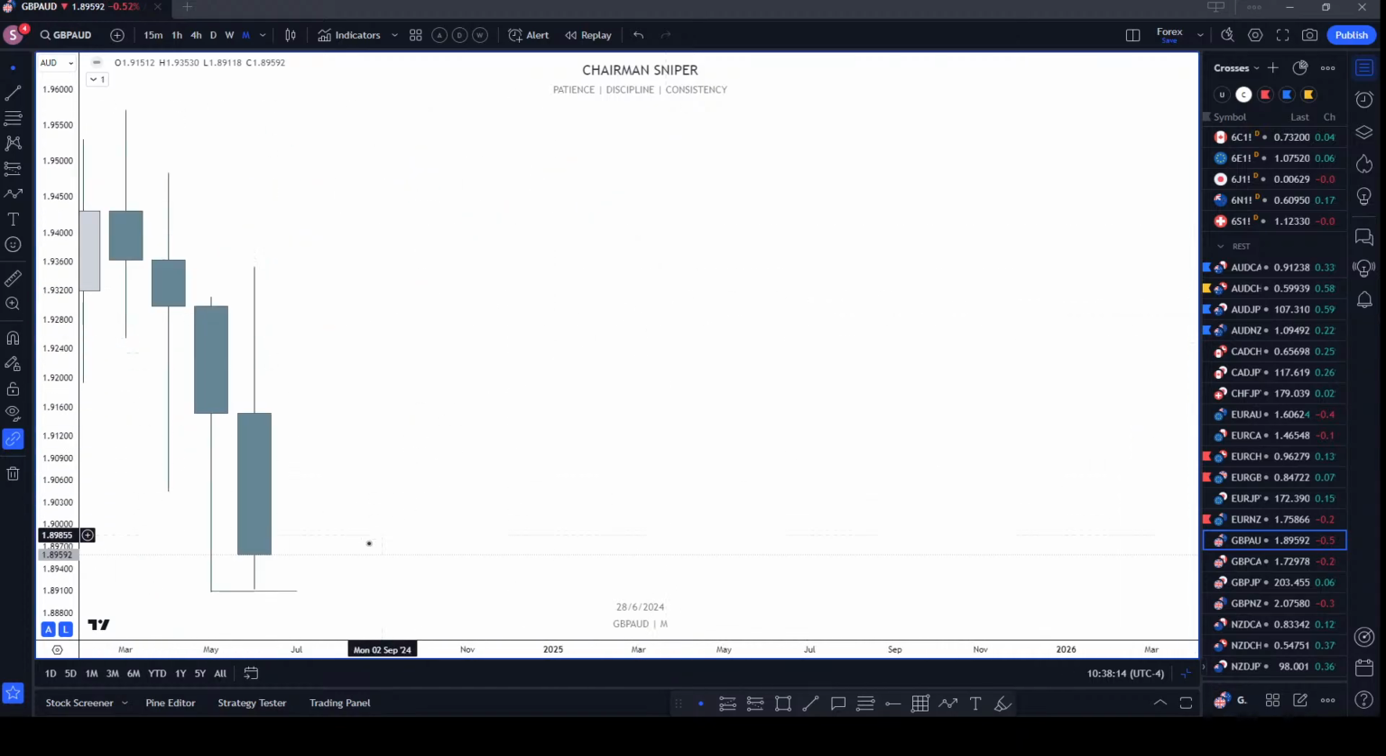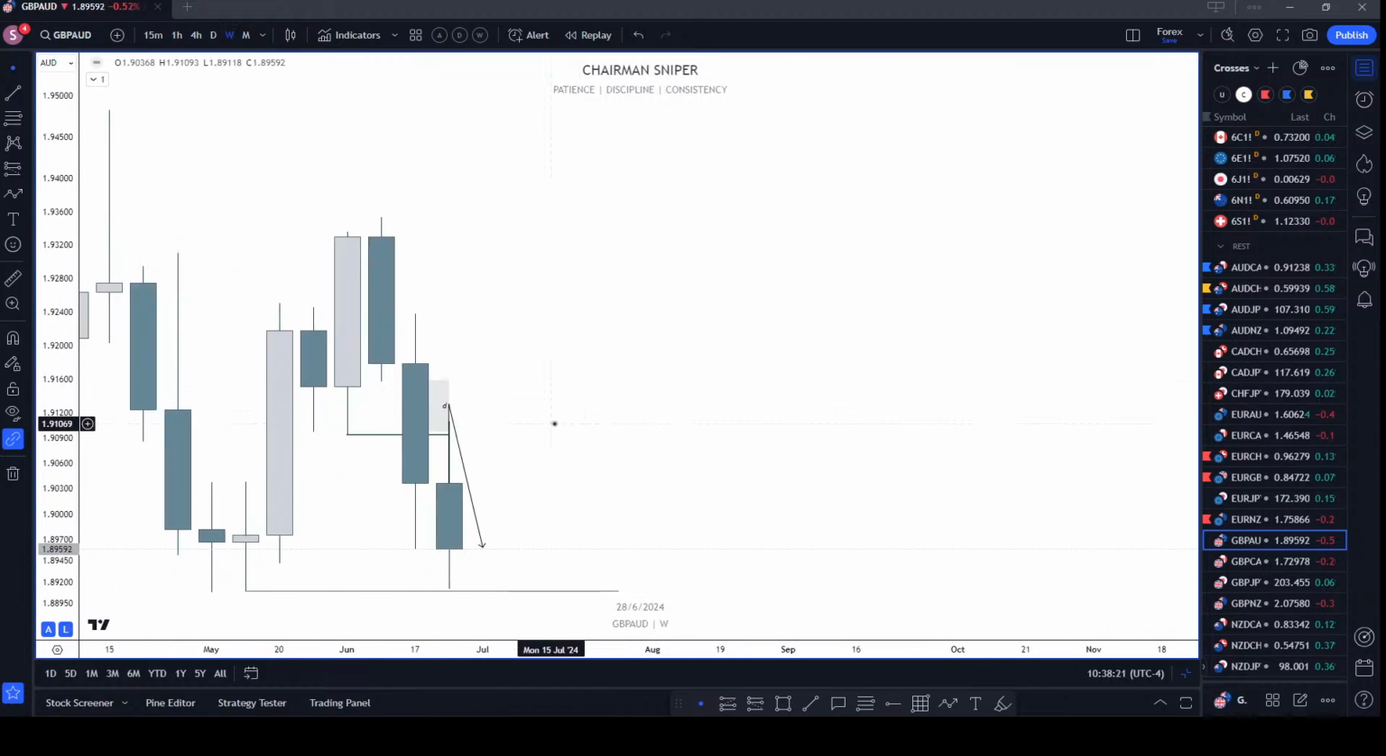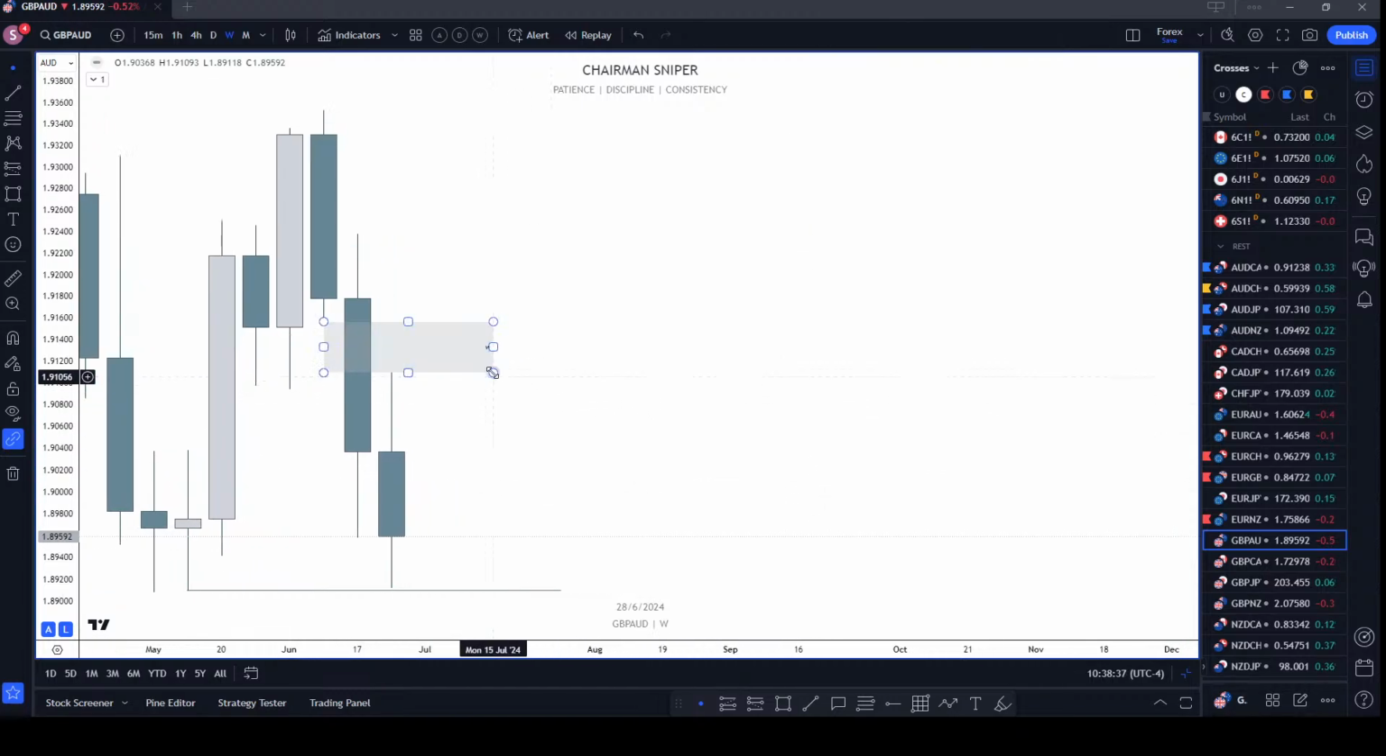GBP. We came very, very close to taking out this low, but we didn't quite get there. On the weekly, we do have this breakaway gap right here. Actually, it's a fair value gap because price did not close below. Price did definitely wick very high up here. So we have this breakaway gap here that we are looking at.